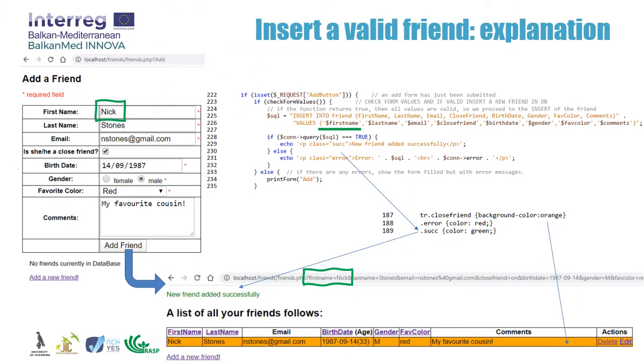Now, let's take the case we fill the form with valid data and press the button Add Friend. In line 222, the condition is true, as the Add button parameter exists in URL. In line 223, the function checkFormValues returns true, because all values are valid, and has set all global variables to the correct values to be inserted into the database. In lines 225 and 226 we prepare the SQL insert statement, by using the global variables that carry the valid values from the form. In line 228 we execute this SQL statement in the MySQL server. If successful, we output in green color the message, "New friend added successfully."